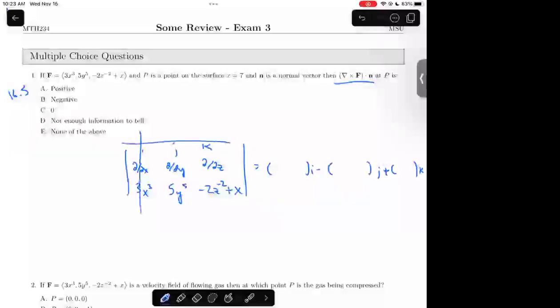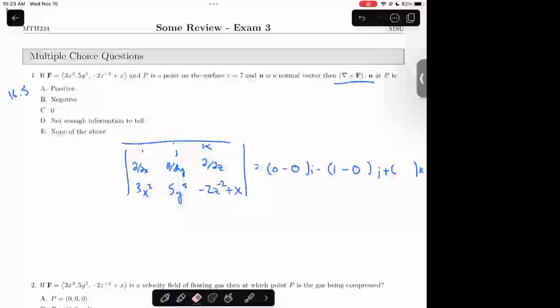Crossing off that first row and first column, we need to take a partial derivative with respect to y of stuff that doesn't have any y's in it, and a partial derivative with respect to z of stuff that doesn't have any z's in it. Next up, crossing off that first row and second column, a partial derivative with respect to x of this negative 2z to the negative 2 plus x. So it's going to be a 1 there. And then a partial derivative with respect to z of stuff that doesn't have any z's. So that's going to be minus 0.